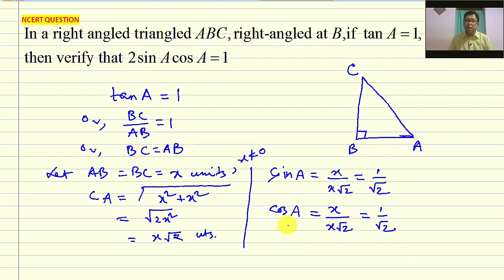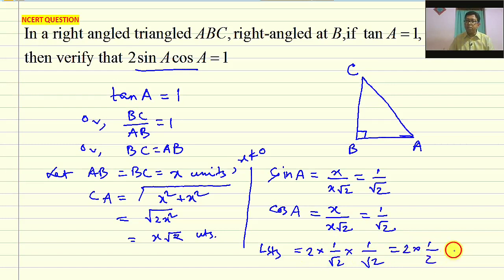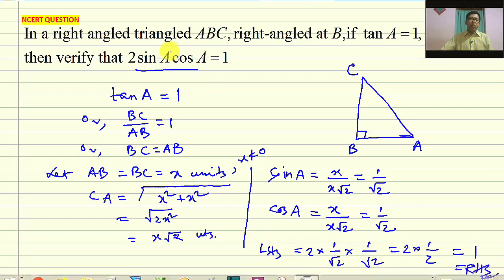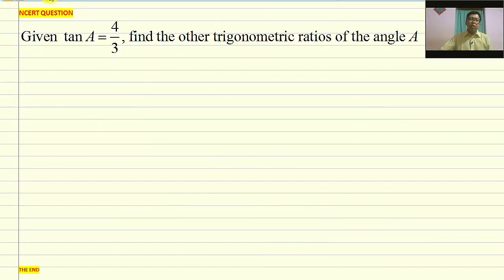So sine and cos are found. So you take the LHS, 2 sine A cos A. What is sine A? Sine A is equal to 1 upon root 2, into cos A, 1 upon root 2. So this is 2 into half, so getting 1. So it is your RHS, so verified. Okay, so this is one of the most important SAT questions. Next we have another good question of SAT.